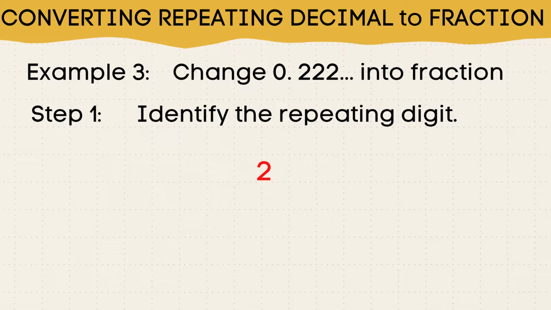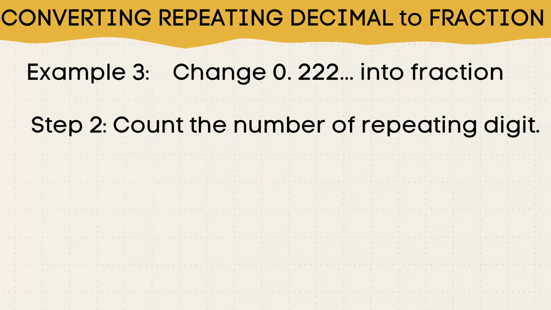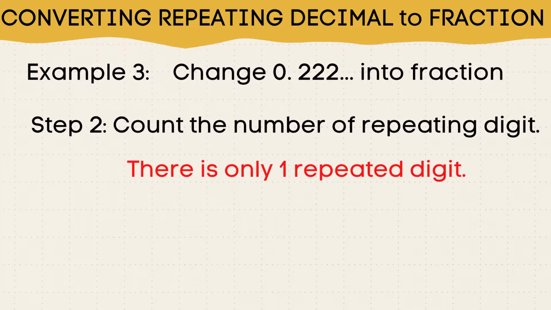Let's proceed to step 2. Count the number of repeating digits. So how many are repeating digits? Ma'am, 3. No, that is not 3. We only have one digit which is repeated, which is 2. Okay? Again, there is only one repeated digit.